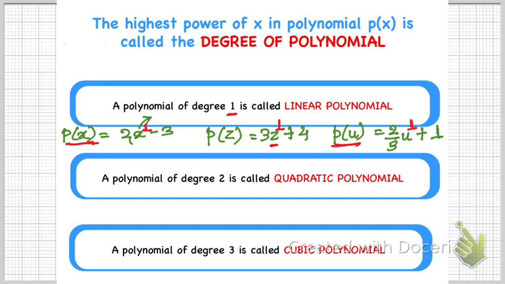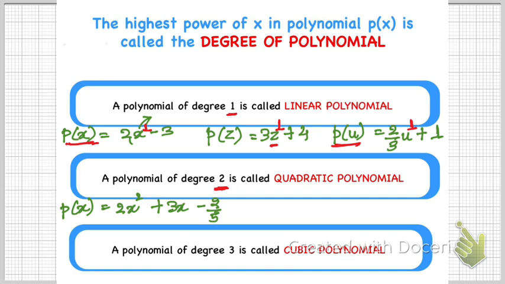Now the next one: a polynomial of degree 2 is called a quadratic polynomial. Whenever you have any polynomial of degree 2, that is a quadratic polynomial. I'll explain it again with some examples. So if you have some polynomial p(x) = 2x² + 3x − 2/5.